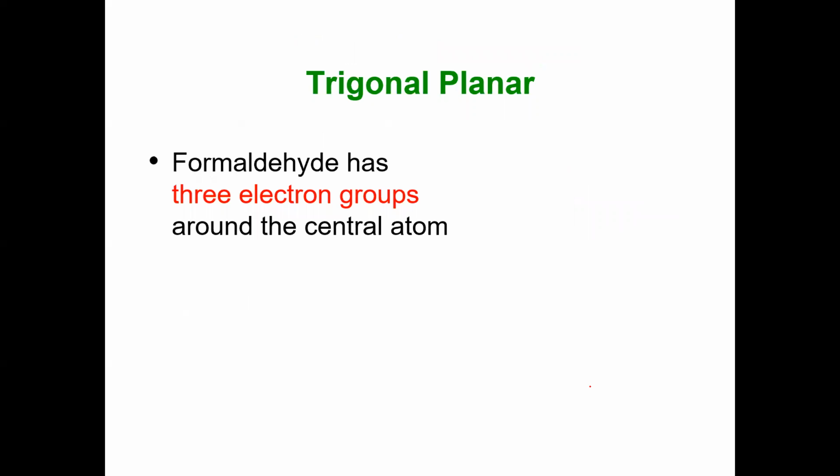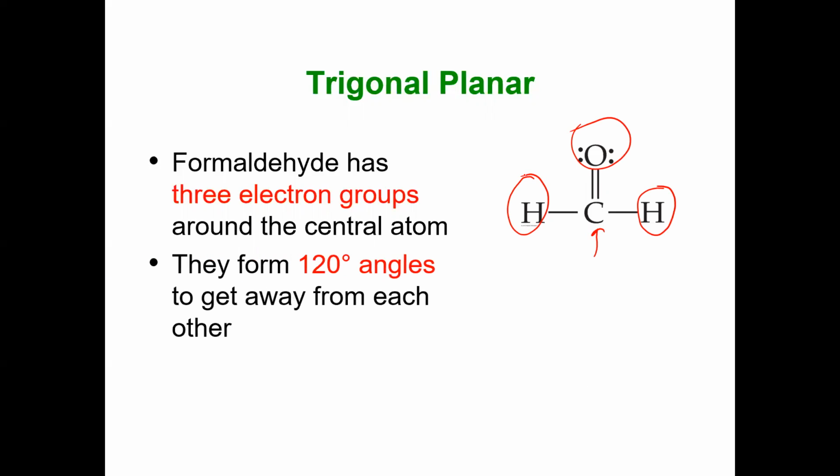What about trigonal planar? We'll look at formaldehyde. We've also drawn the Lewis dot structure for this. Formaldehyde is carbon as a central atom, flanked by 2 hydrogens and an oxygen. But how many groups do I have? Around carbon, I have 3 groups: 1, 2, 3. Again, these electron groups, I'm just going to say they're atoms. I don't really care if they're single, double, or triple bonds. I have 3 groups because 3 atoms.